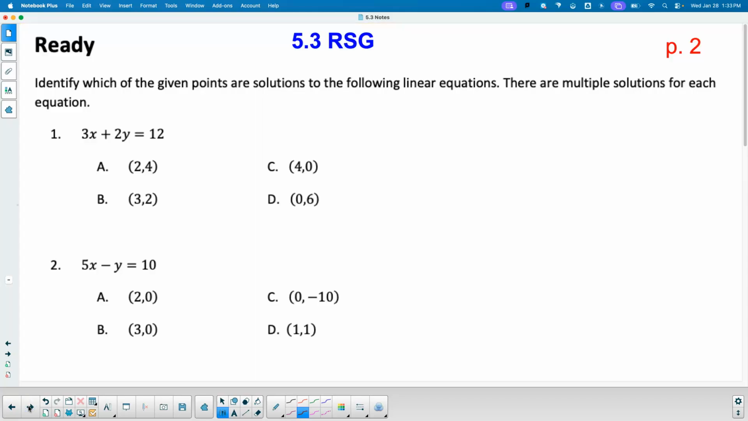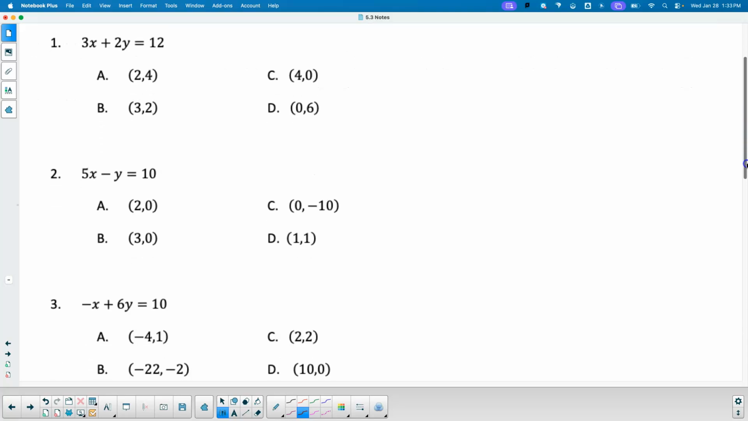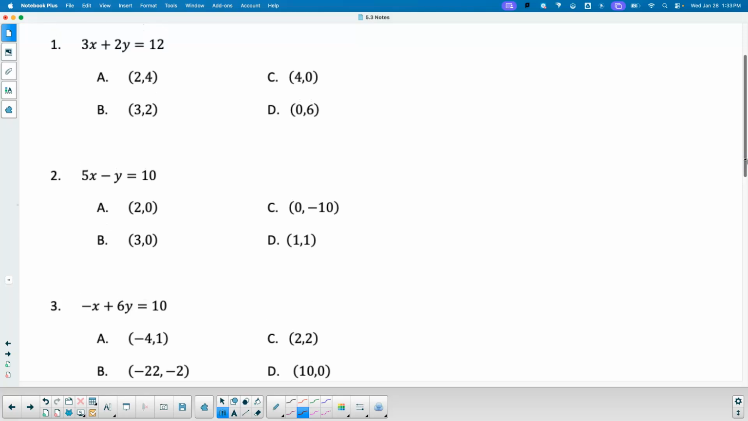Now, I know this is in the other packet now. Just a quick go through in the last 2 minutes here of class. Okay? 1 through 3. I just want to know if those points work or not. You know what I mean? Plug in those points. Show me if they work. Tell me if they work or not. Yay or nay. Circle the ones that work. Okay?